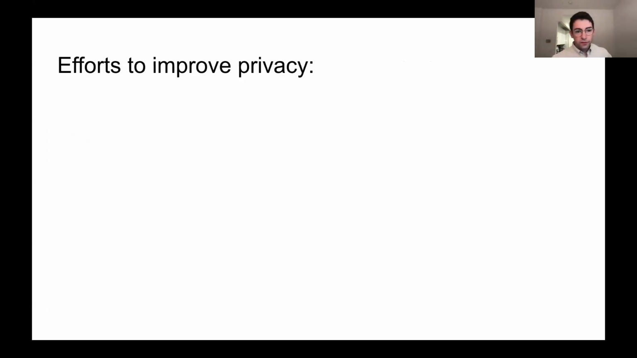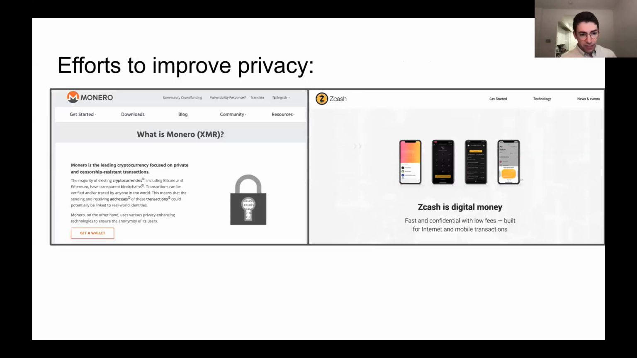There are well-known efforts to improve privacy, for example, Monero and Zcash. And these are standalone cryptocurrencies which also include private payment.